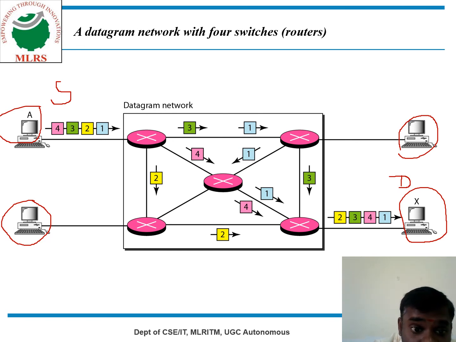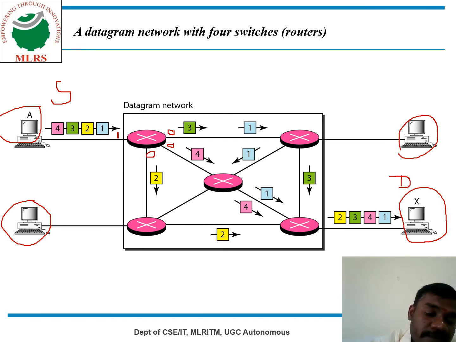All the packets are sent simultaneously to router 1. In router 1, it may pass the packets along all the other paths. See here, how many links are there? This is for incoming packets. Please listen carefully: the switch has only one incoming link. How many outgoing links are there? 3 outgoing links are there.